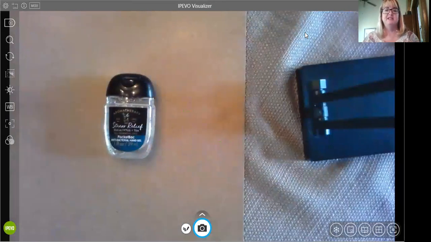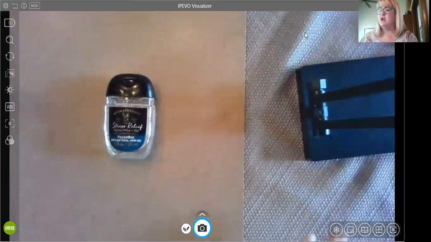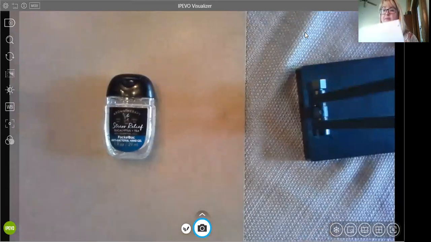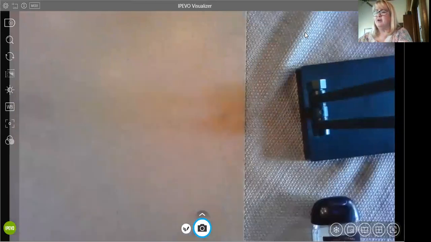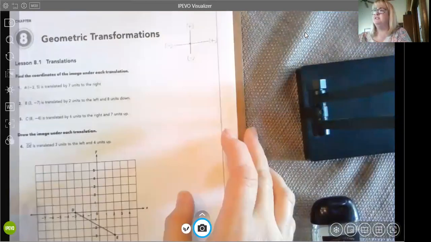A translation is a slide up, down, left, right. A rotation is a turn. And a reflection is like a flip. So those are the transformations we are going to look at. And specifically, we're going to look at how you quantify those movements. So let's get started on 8.1 translations.